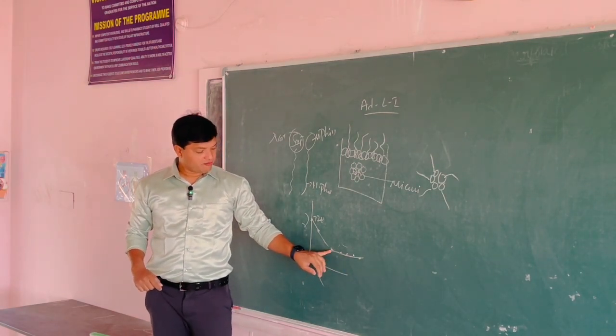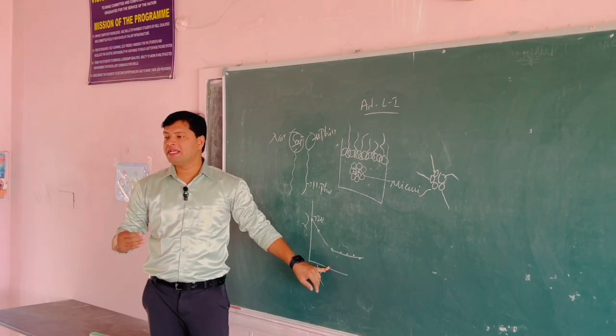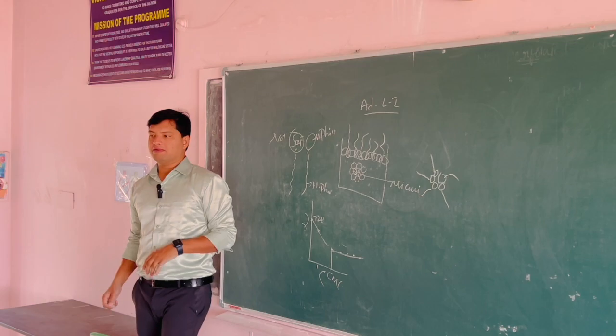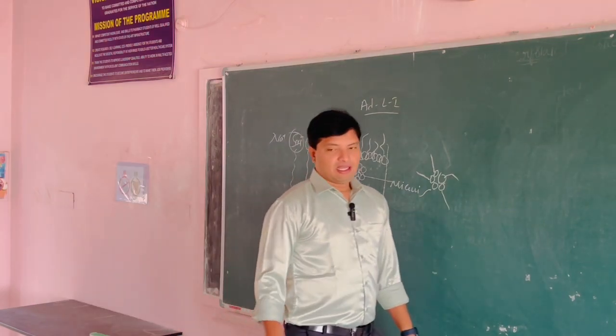The concentration from where the surface tension remains constant is called CMC.